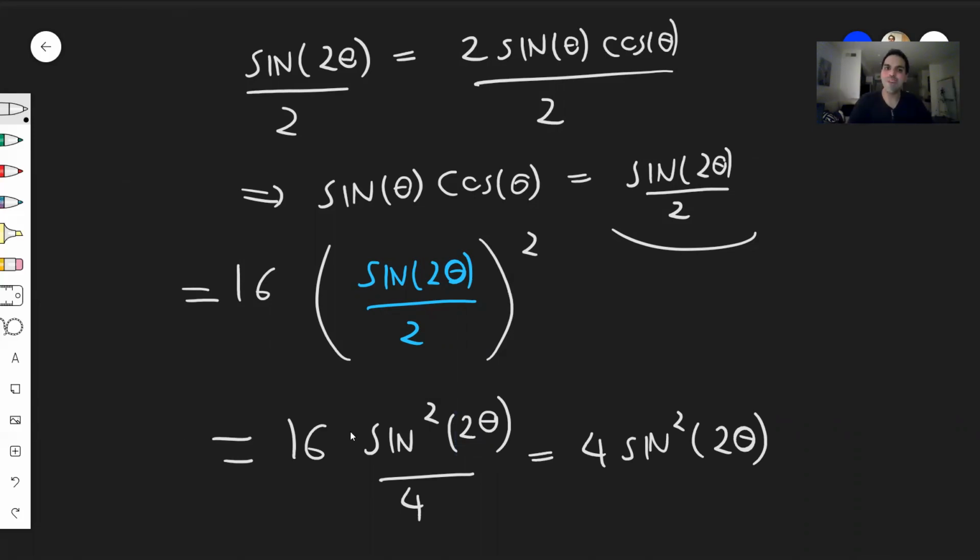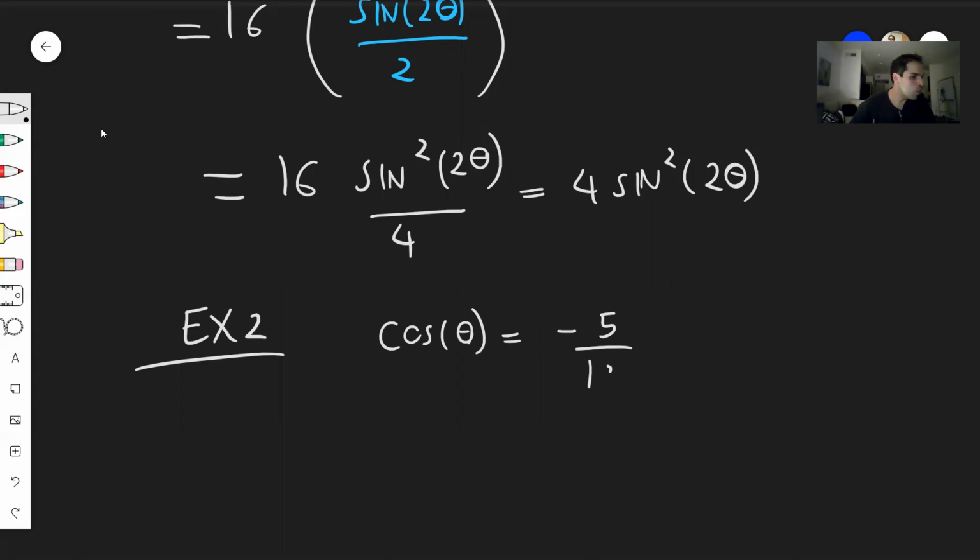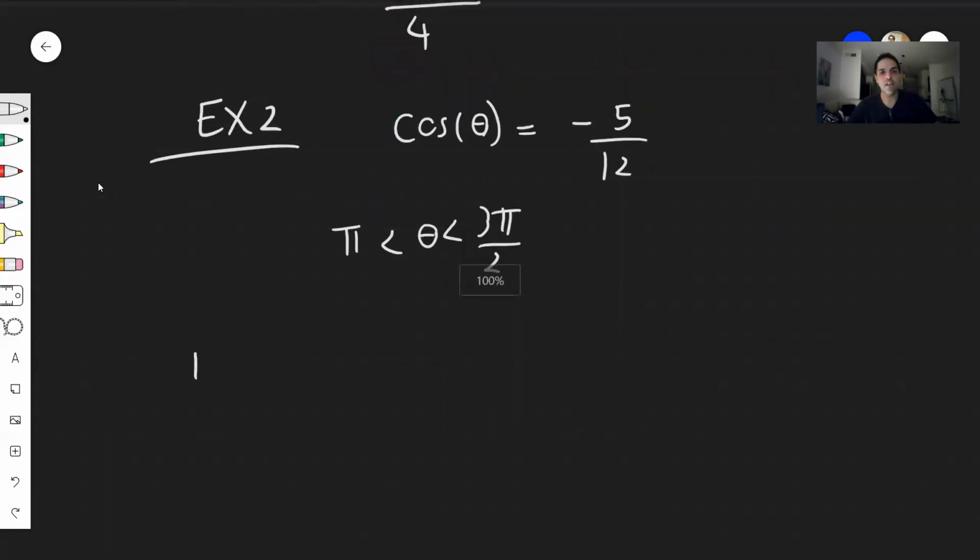All right, so now going back to the main topic du jour, which is double angle and half angle formulas. So now let's do the opposite example. So suppose cosine of theta is minus 5 over 12, and that's in the third quadrant. Okay. So theta is between pi and 3 pi over 2. And the first question is, how would you find cosine of theta over 2?